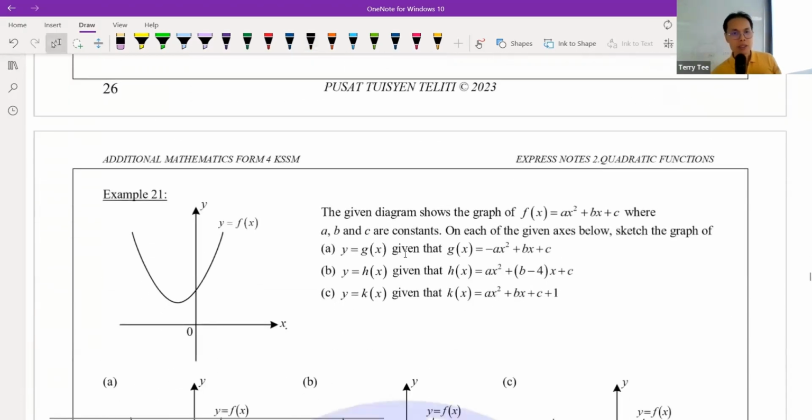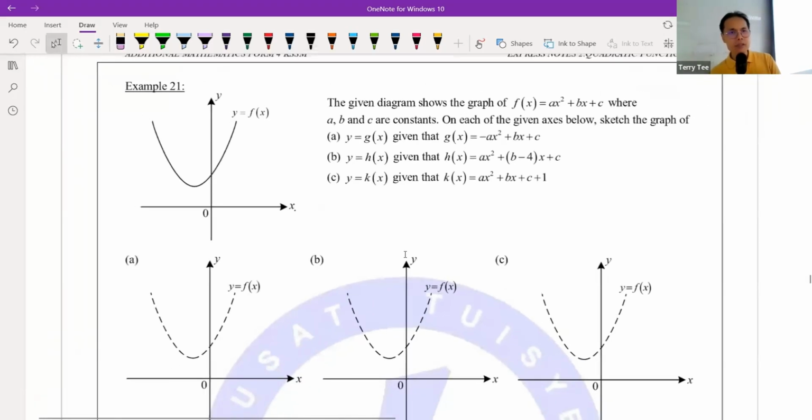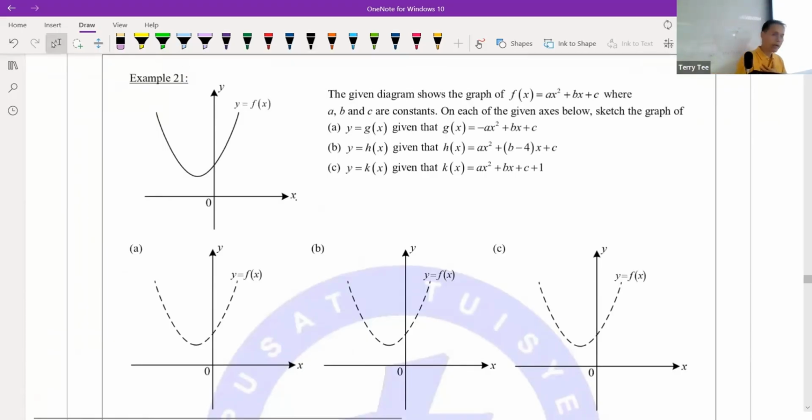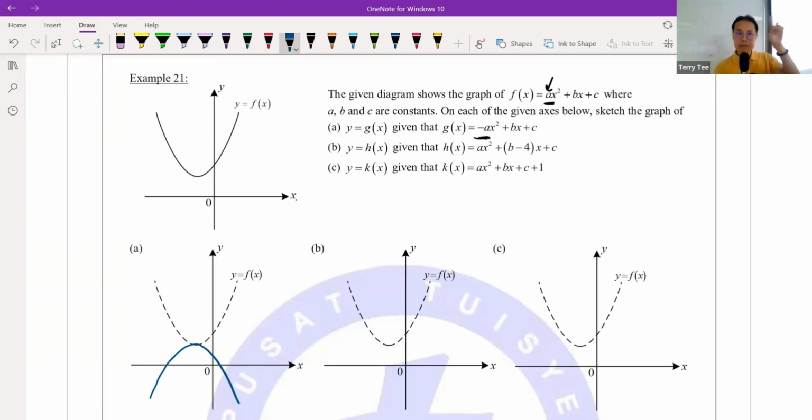This is in your textbook, and I think the chances of it coming out in SPM are quite high. This is a new KSSM syllabus type of question. They give you an original graph, and you are supposed to sketch the graph. Original fx is this. What's the relationship between fx and gx? Gx has a negative in front of your A. Your fx originally is a smiley face. The moment you have a negative in front, what happens to your graph? The graph is upside down.